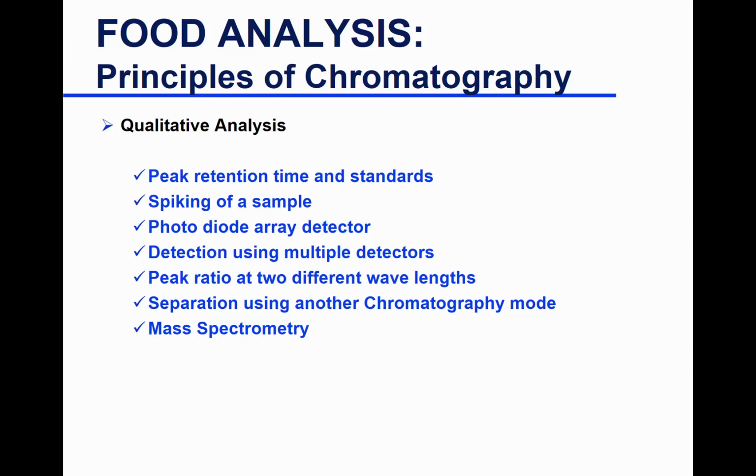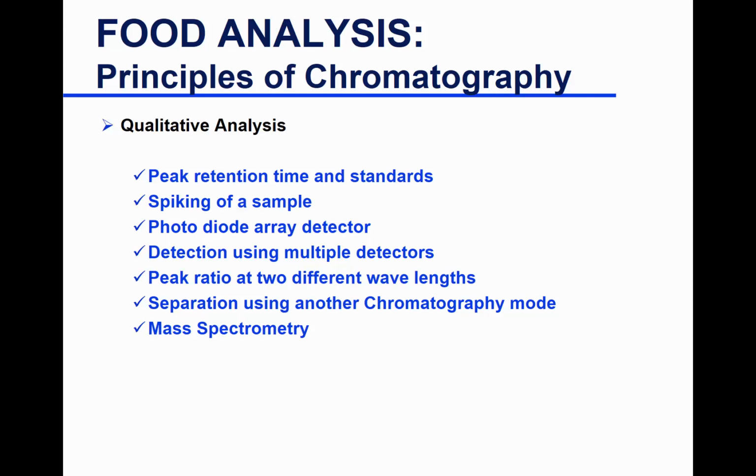Sometimes you take the ratio at two different wavelengths. If you have compounds that absorb similarly at similar wavelengths, you take the ratio of, like, absorption at 280 over absorption at 220, say, and then you can differentiate two compounds from each other because they will not have the same ratio. Very rarely would they have the same ratio.